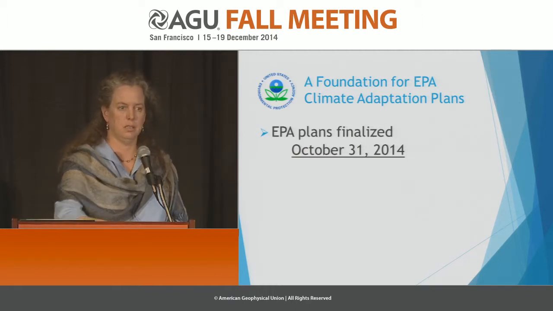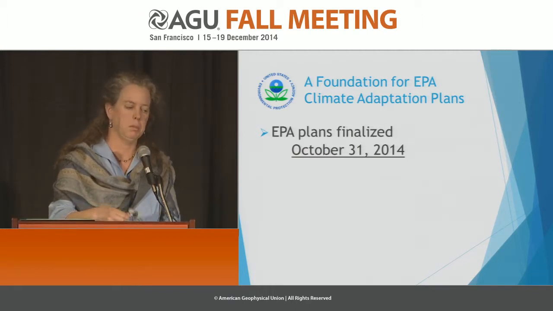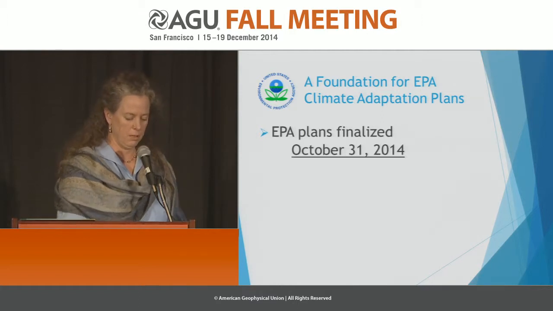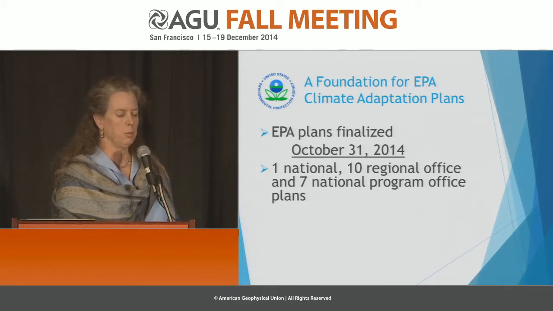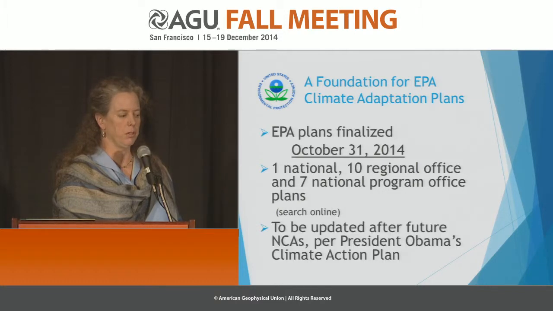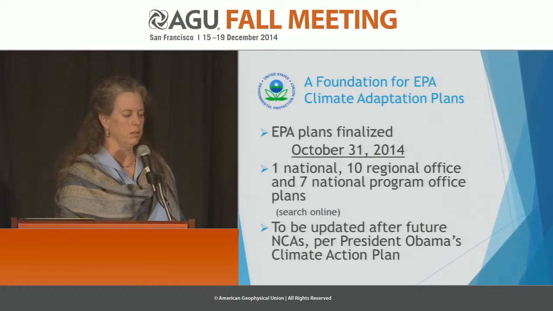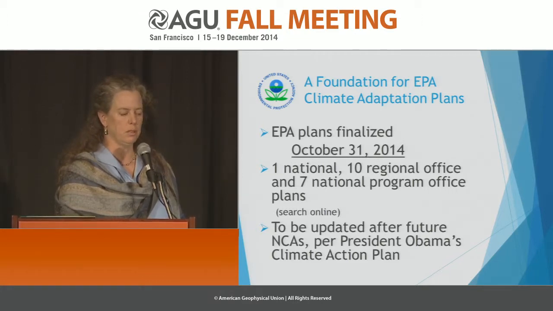And the good news is these plans were finally made final and public on October 31st of this year. We have one national plan for all of EPA, 10 regional office plans, and 7 national program plans. A national program is, for example, the Office of Air or Office of Water in our DC office. You can search for these readily online. They're all there. If you do, look for the October 31st version. Otherwise, you might get one of our drafts. And we will be required to update these every 4 years after the next National Climate Assessments come out.